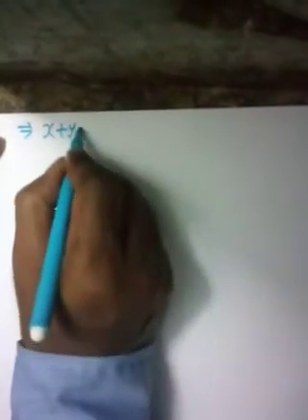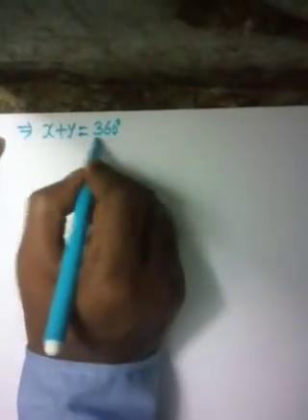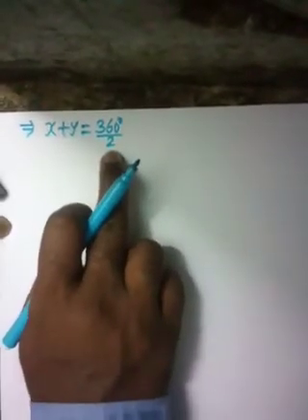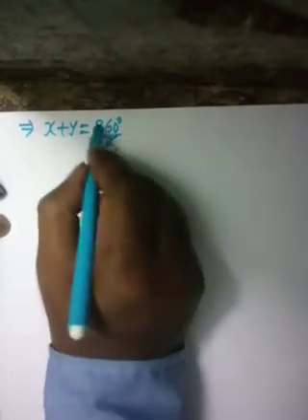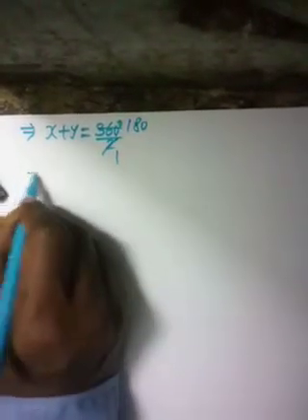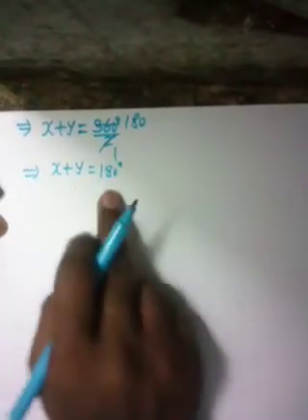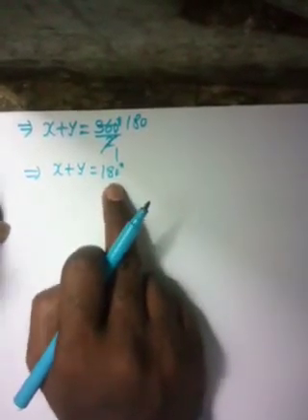Right. This implies x plus y is equal to 360 degrees by 2. We are sending 2 to the RHS, then it becomes by 2. Understood this step, my children? Right. Then 2 ones are 2, 180 degrees. So x plus y is equal to 180 degrees. We got here x plus y is equal to 180 degrees.